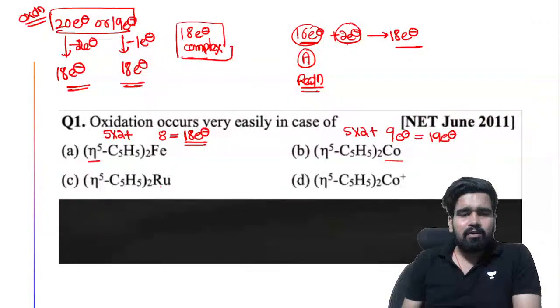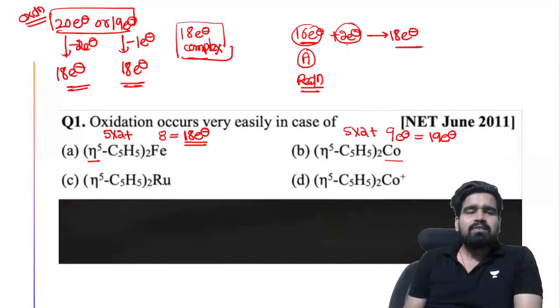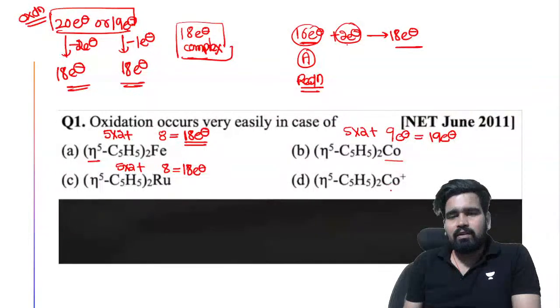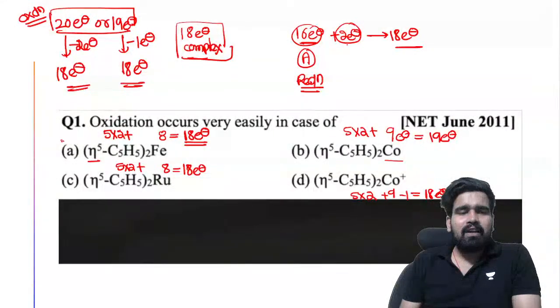Here you can check ruthenium. Ruthenium is a member of the iron family. You can remember by the term ferrous. So it will contribute 8 electrons and 10 from these 2 Cp rings. So there are again 18. In the last complex, cobalt will show 9, and there are 2 Cp, 5 into 2, 19, but there is a one positive charge, so we will minus 1. So there are 18.